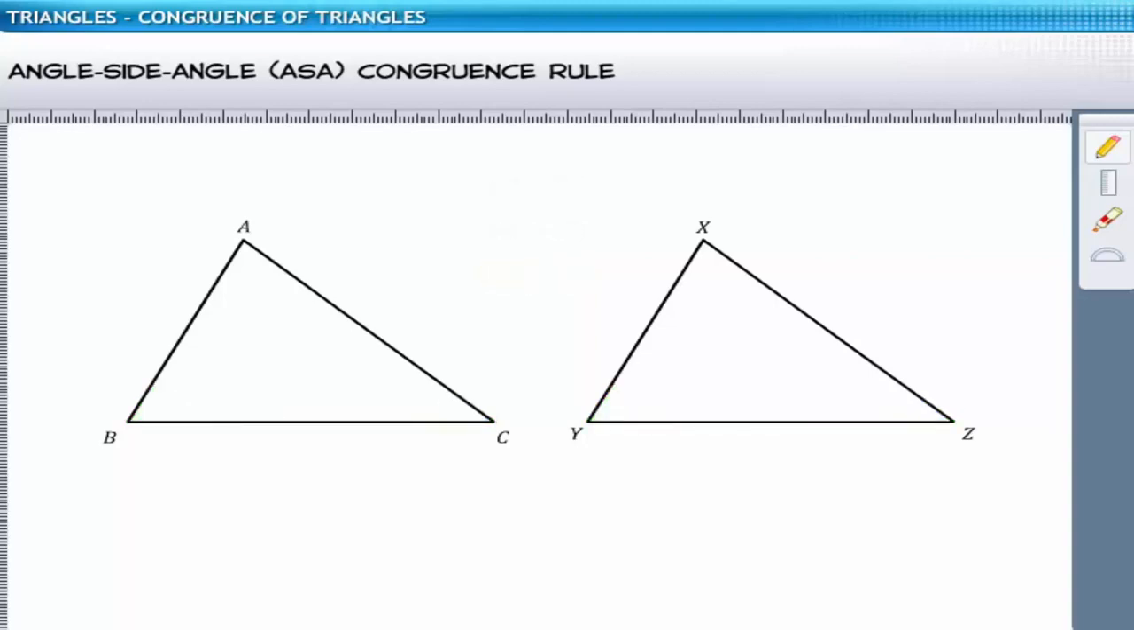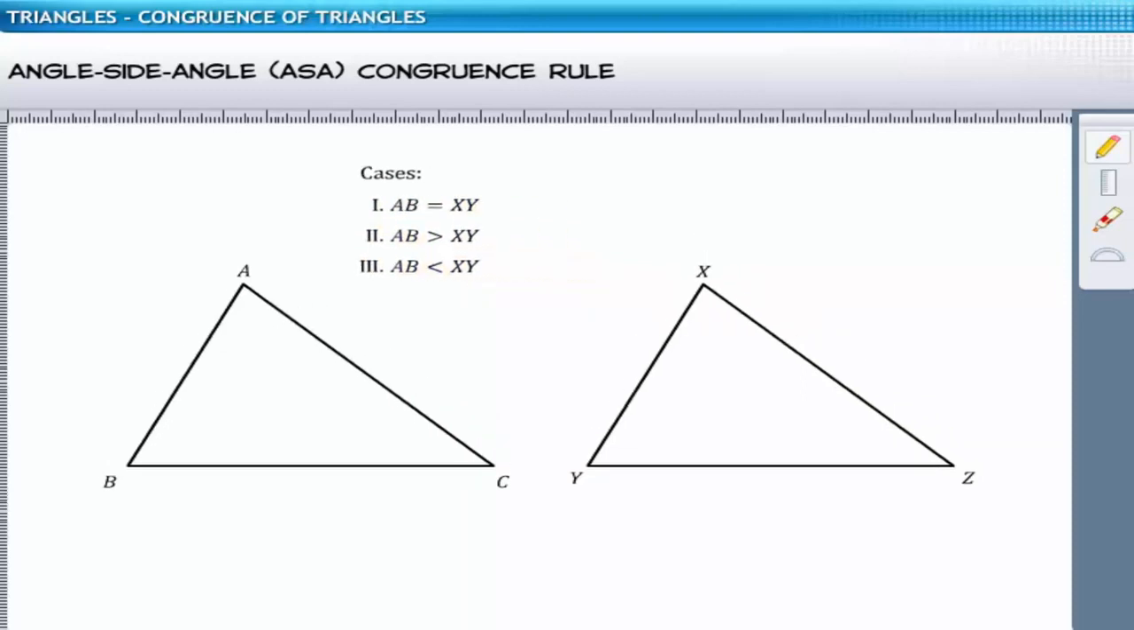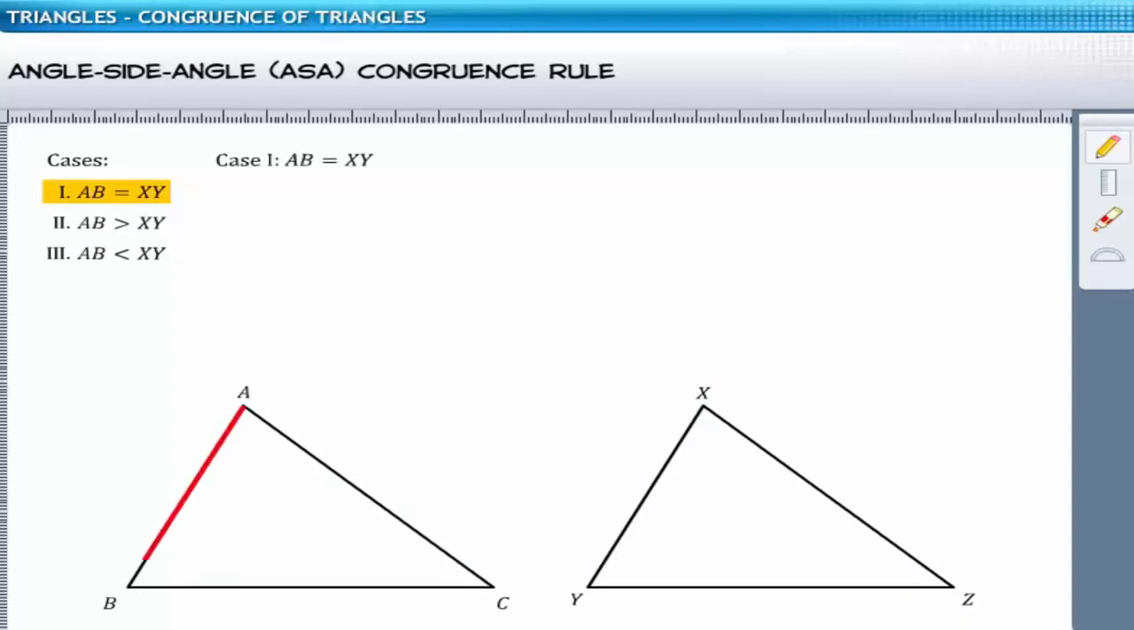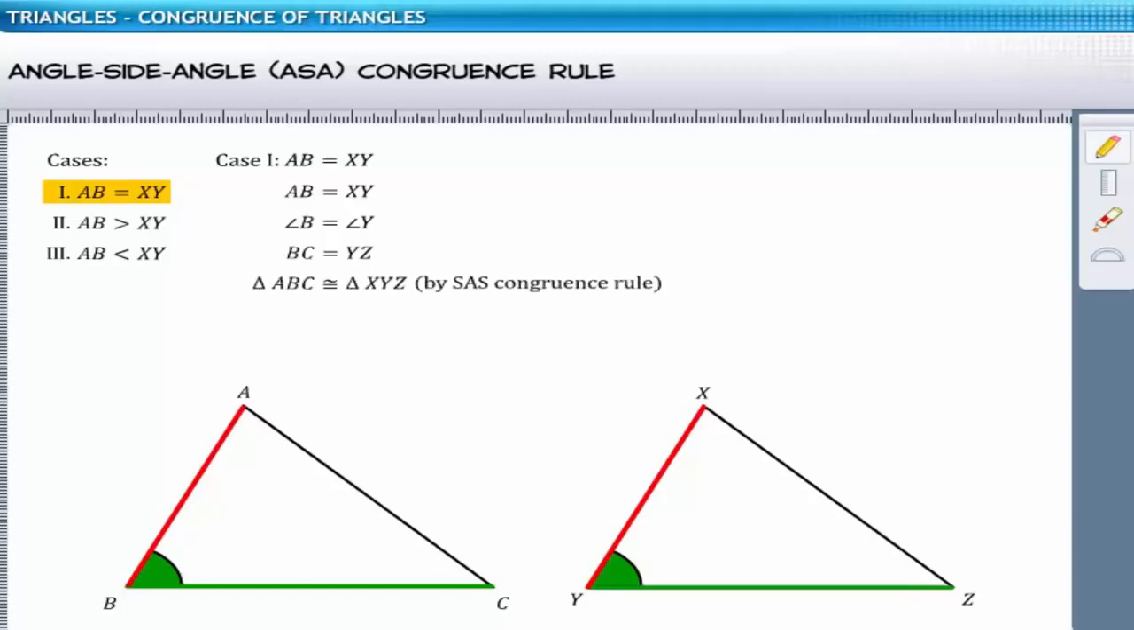In this situation, you may encounter three cases. AB is equal to XY, AB is greater than XY, and AB is lesser than XY. Let's start with case 1, where AB is equal to XY. In triangles ABC and XYZ, you see AB is equal to XY, angle B is equal to angle Y, and BC is equal to YZ. This data satisfies the SAS congruence rule. Therefore, triangle ABC is congruent to triangle XYZ.